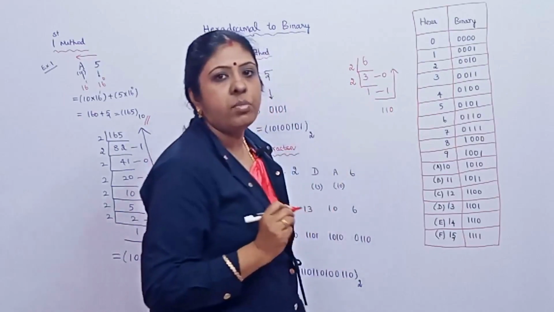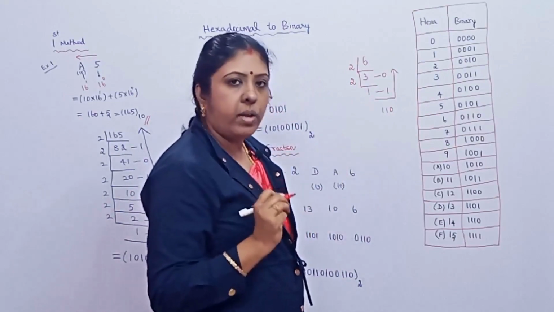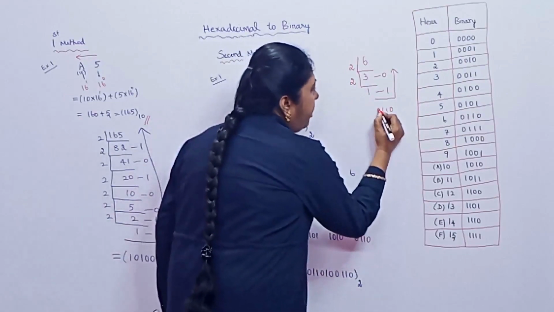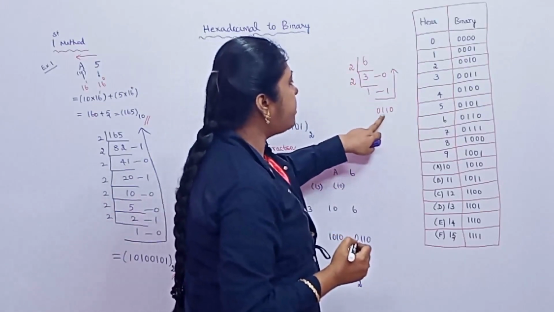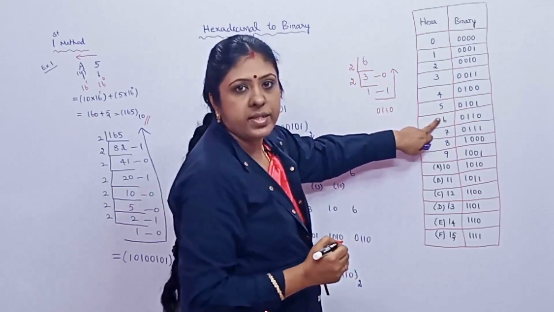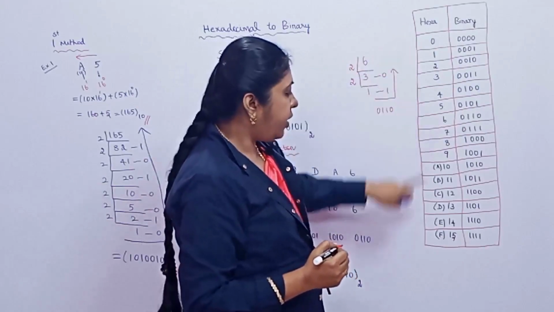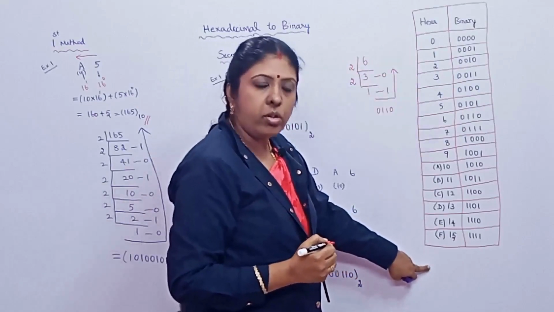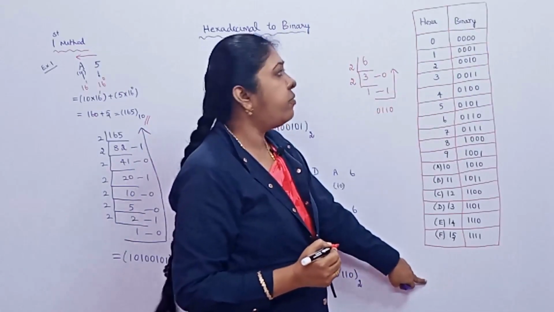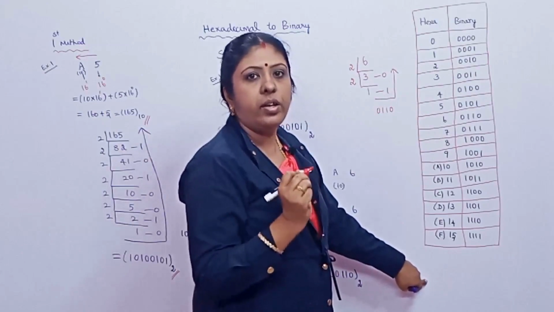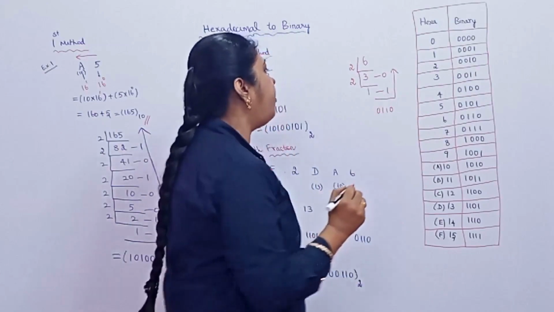Since the hexadecimal digit is always represented by 4 binary digits, a 0 can be added here. So 6 can be represented as 0 1 1 0, which is shown here. Likewise, for each value we can calculate it. This is the methodology followed for converting the hexadecimal value into a 4-digit binary value.